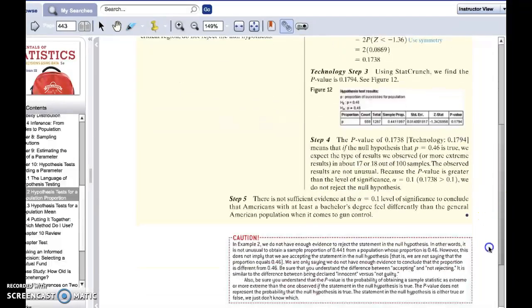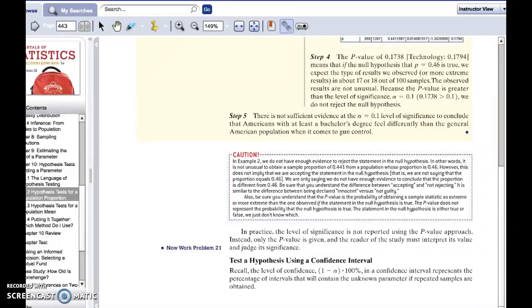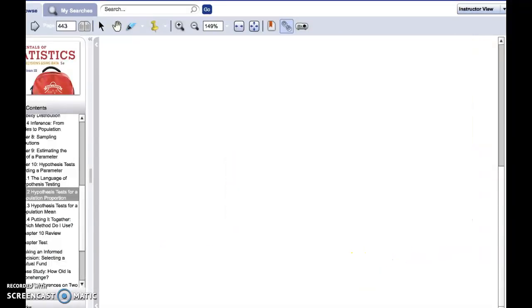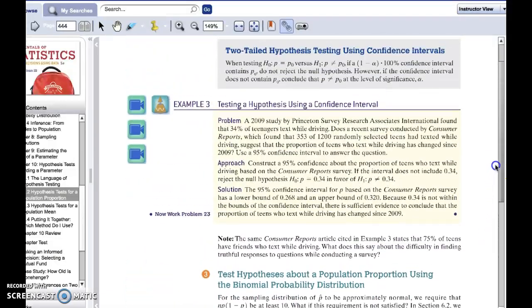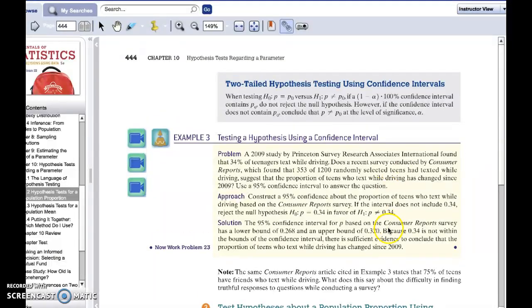The last place I want to point you in your book is kind of some examples that we don't see as often. You can use confidence intervals to test a hypothesis if you have a two-tailed test. You don't see this as often. I like to think about confidence intervals as a complement to your hypothesis testing. You don't really have a lot of homework in chapter 10 that uses the confidence intervals, mainly because you can only use it in the two-tailed test. So you want to look through that example, and they just remind you about constructing a confidence interval and how to interpret that.